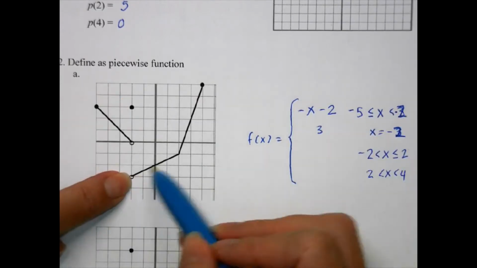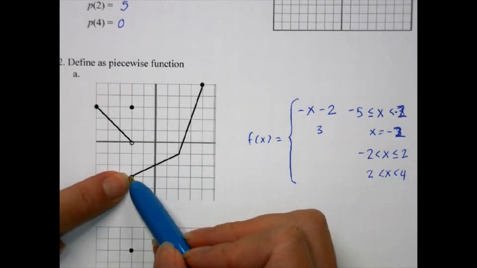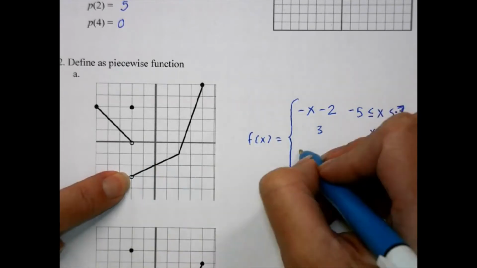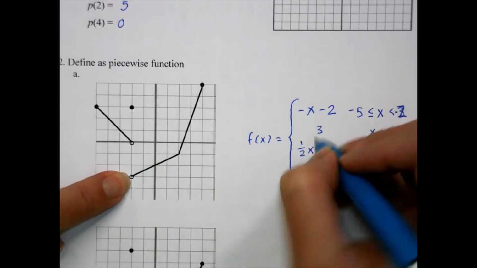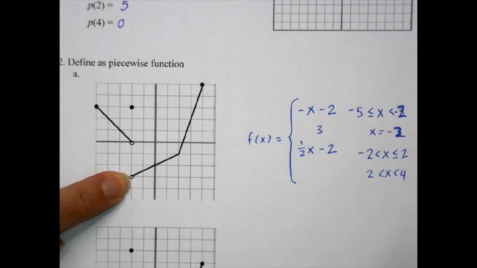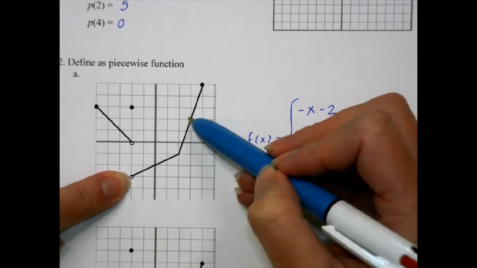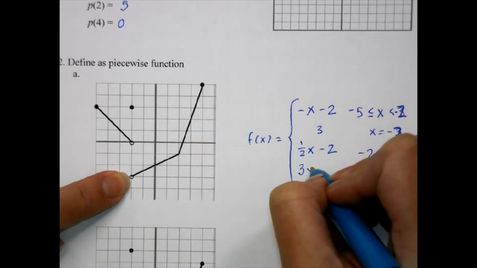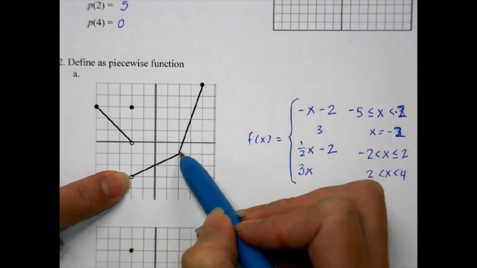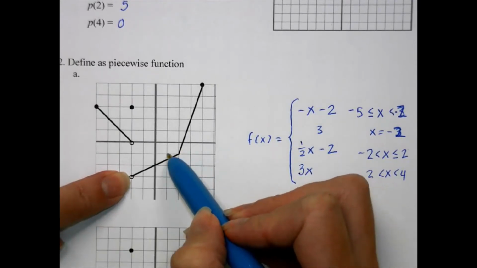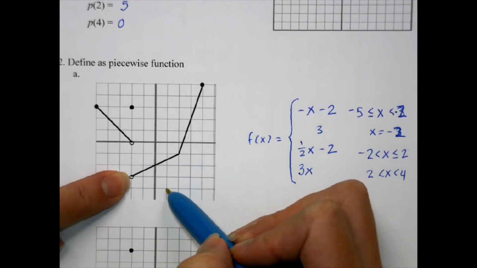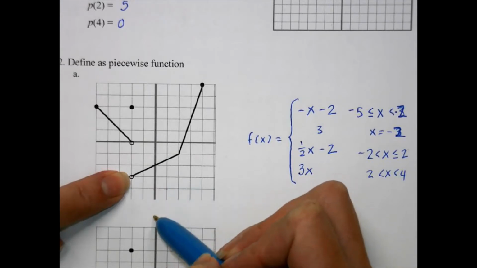From -2 to +2, it has a slope of +1/2. And it crosses at -2. And then the last one has a slope of 3. And if we were to continue going down, so we're at -1, this would be at -4, this would be at -7.